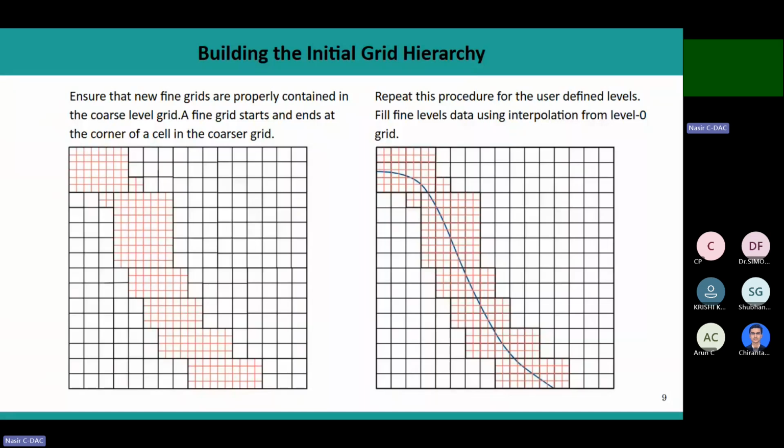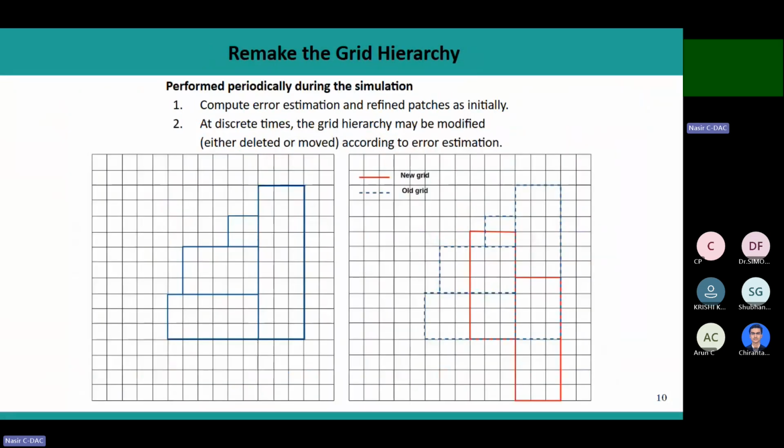That interpolation function is available as part of AMReX. Yes, an interpolation function is available as part of AMReX. I think there are 6-7 interpolation functions, some quadratic, some linear. So you're telling from coarse to fine. Yes.